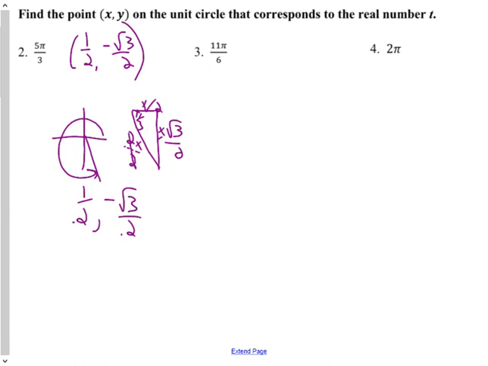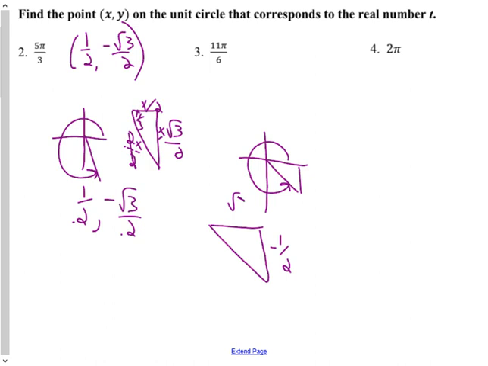What about 11π/6? Very similar, or even further, there's 30 degrees left. So this is like looking at the triangle from the 30-degree level, right? This one's going to be negative half. This is root 3 over 2. Again, assuming we're at 1. So again, root 3 over 2, negative half.